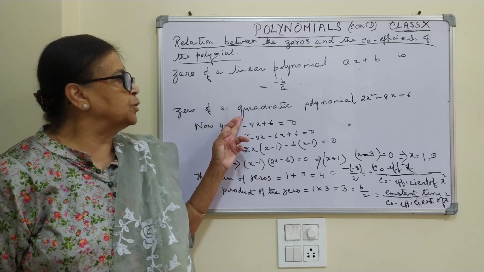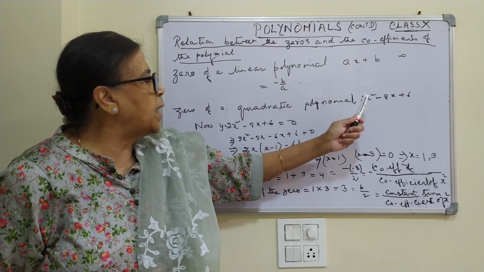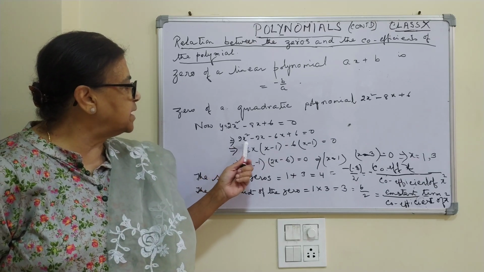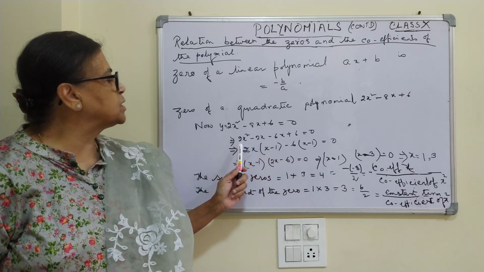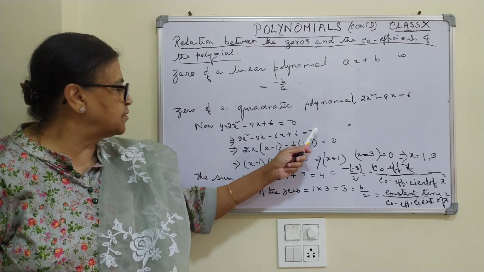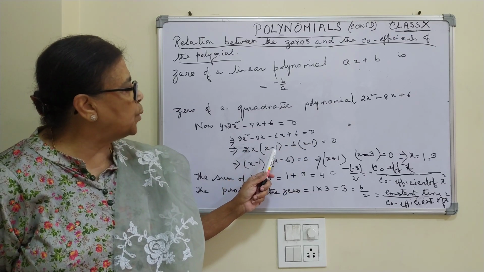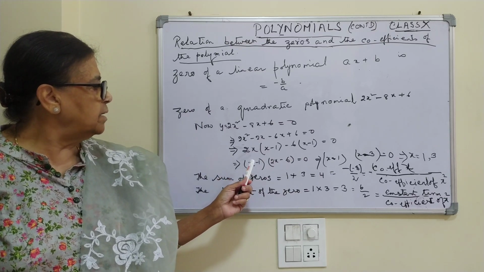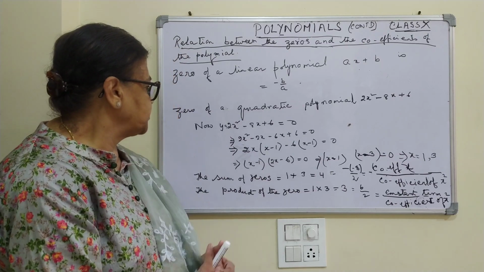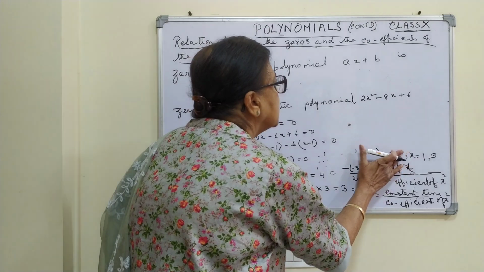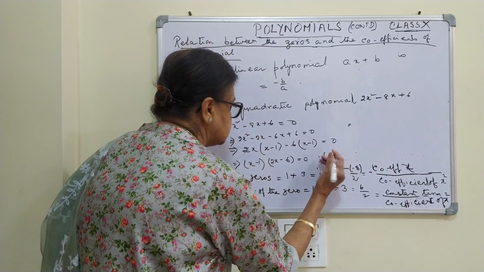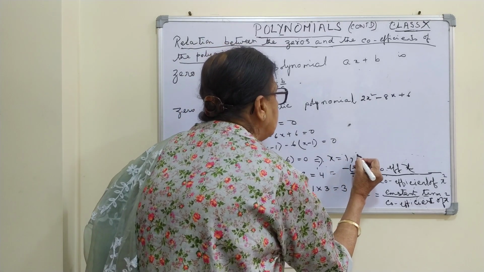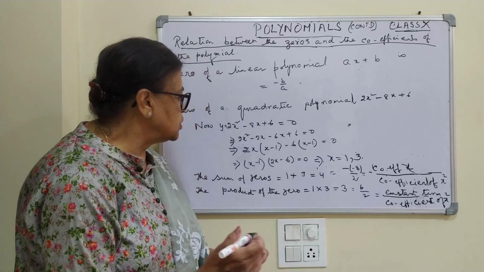Zero of a quadratic polynomial: take the quadratic 2x square minus 8x plus 6 is equal to 0. We split the middle term. You all know how to do it. That is 2x square minus 2x minus 6x plus 6 is equal to 0. 2x common, then x minus 1; minus 6 common, x minus 1, is equal to 0. That is, the two factors are x minus 1 and 2x minus 3, so x is equal to 1 and 3 by 2.